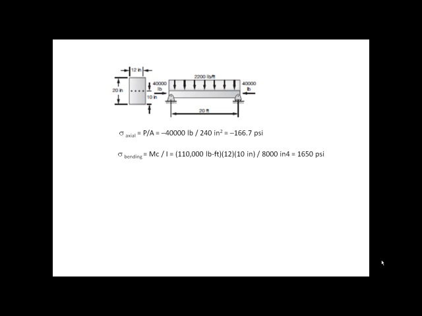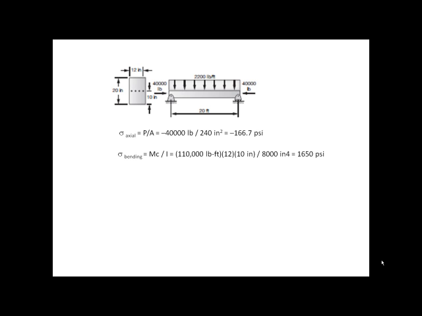The C distance is from the neutral axis to the outside edge of this rectangular section, so that's 10 inches. And then the moment of inertia is 1/12 bh cubed, with B being 12 inches and H being 20 inches. So the bending stress comes out to be 1,650 psi.